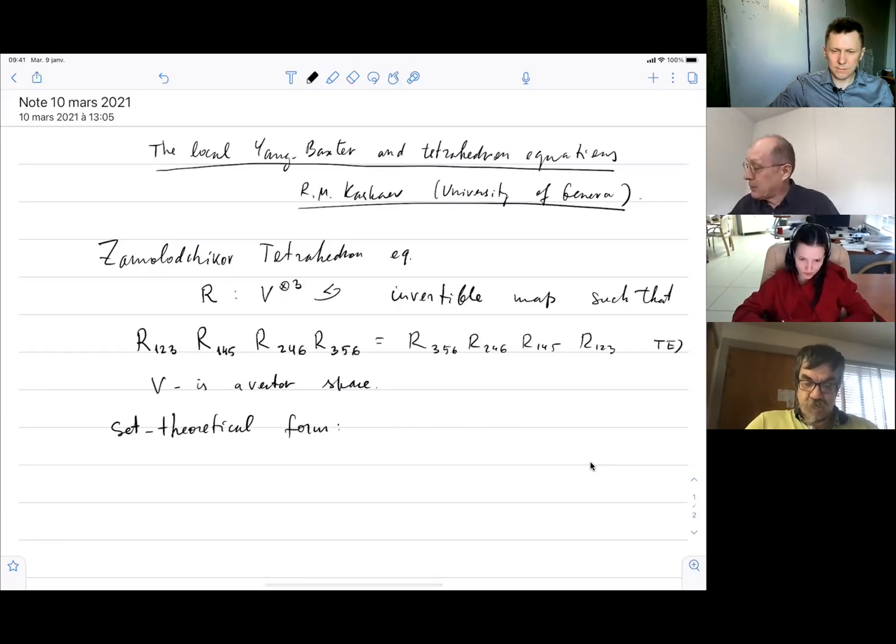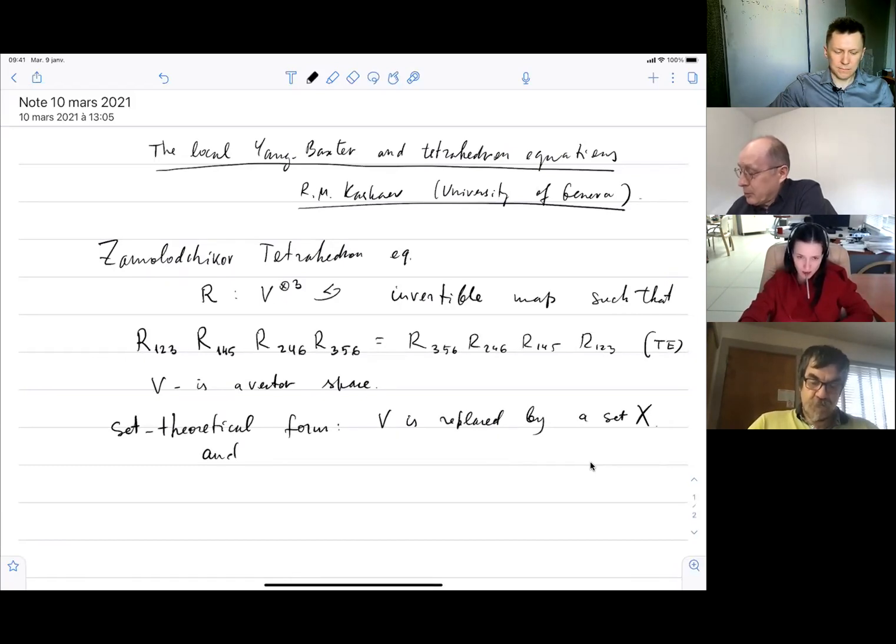Let me put it here. But V is replaced by a set X, and Cartesian product replaces tensor product. Okay, in here. And then otherwise it is the same equation.